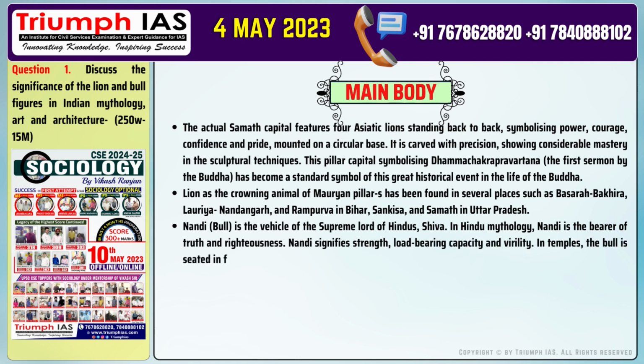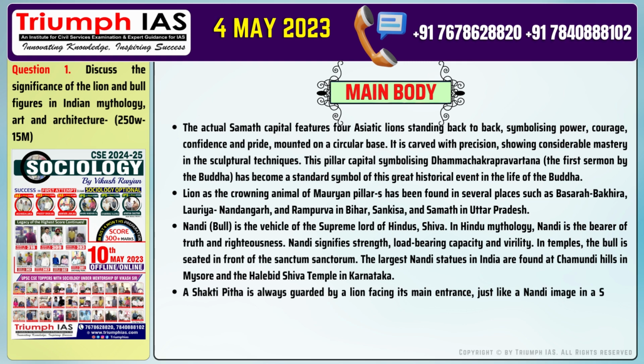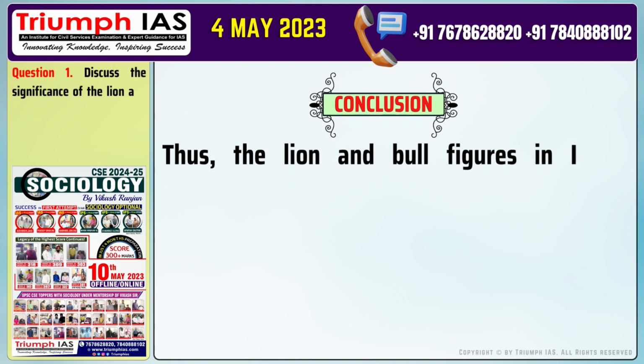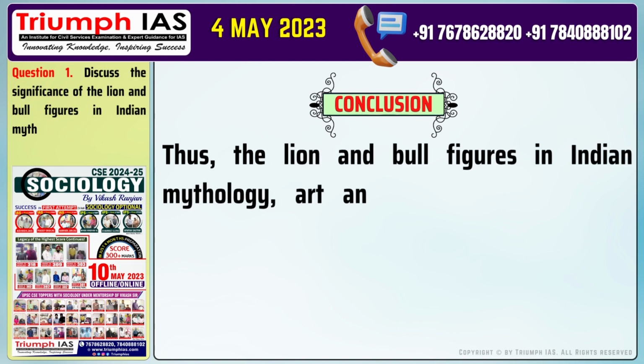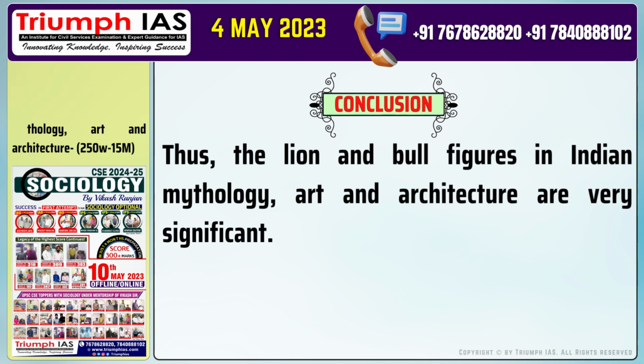In temples, the bull is seated in front of the Sanctum Sanctorum. The largest Nandi statues in India are found at Chamundi Hills in Mysore and the Halebidu Shiva temple in Karnataka. A Shakti Pitha is always guarded by a lion facing its main entrance, just like a Nandi image in a Shaivite shrine. Conclusion of the answer is: thus, the lion and bull figures in Indian mythology, art and architecture are very significant.